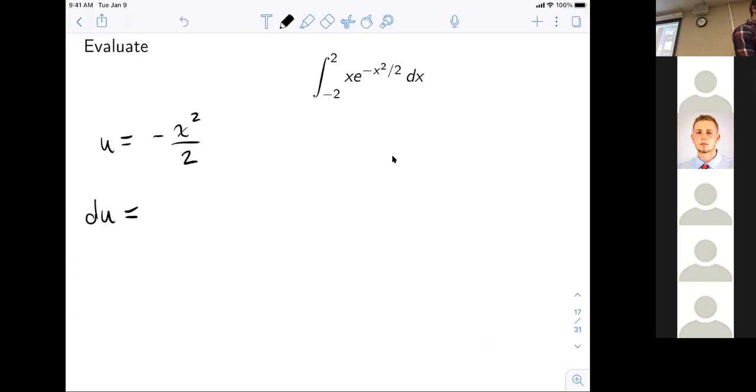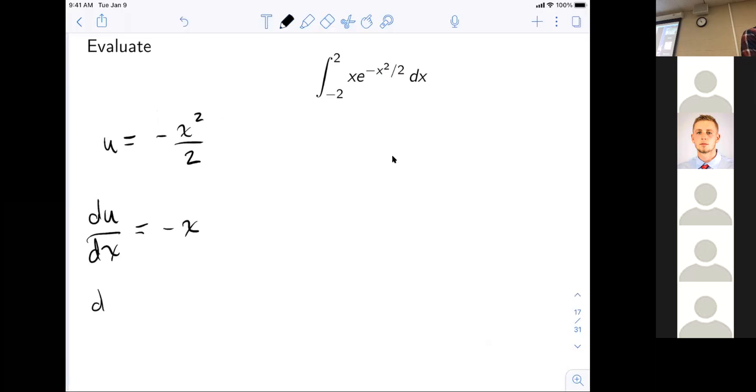Or du dx, if you'd rather. What's the derivative of u with respect to x? Well, what's the derivative of negative x squared over 2? Just negative x. Yeah, perfect. Very good. Negative x. Okay. So again, we can say that du is negative x dx, or we could solve for dx and hope that everything cancels when I plug in. And when you do that, you get dx is negative du over x, okay? Either way.